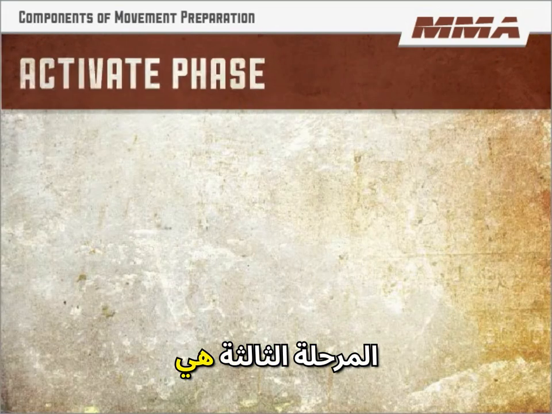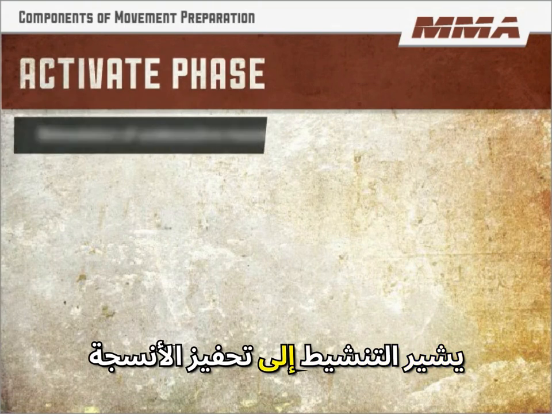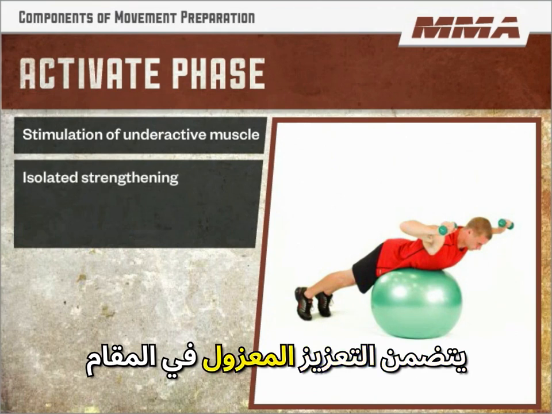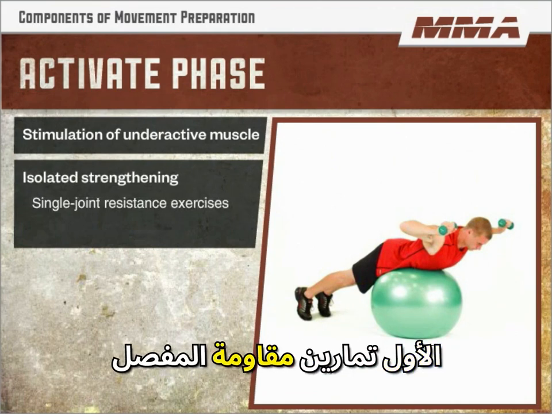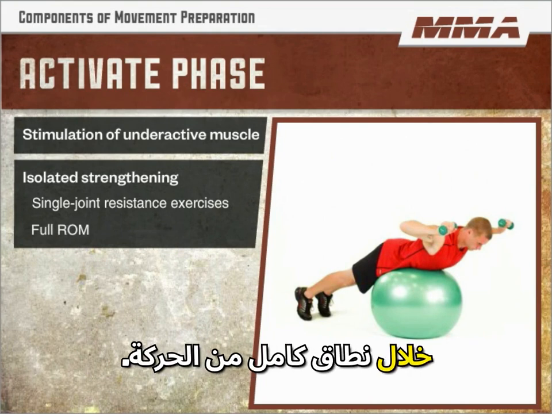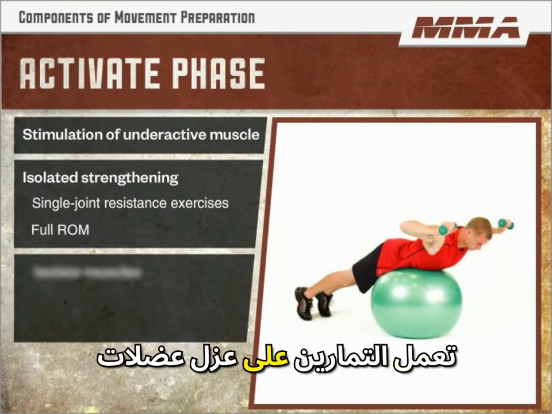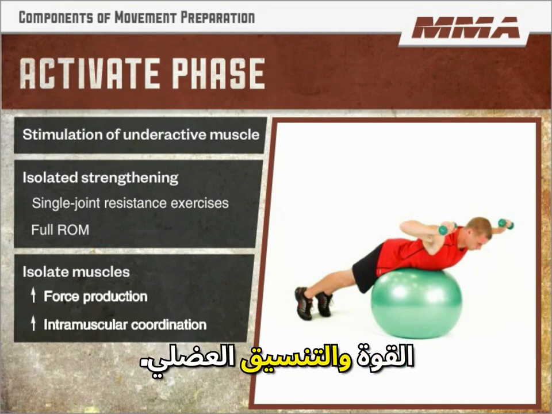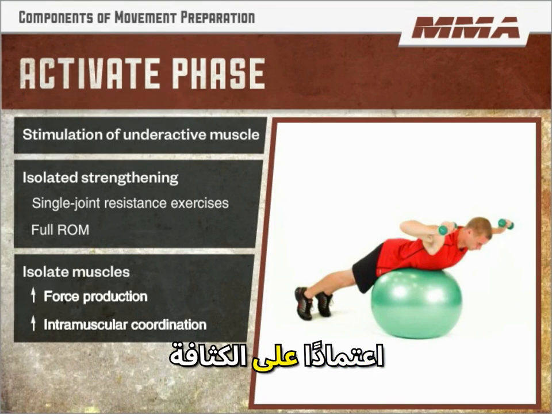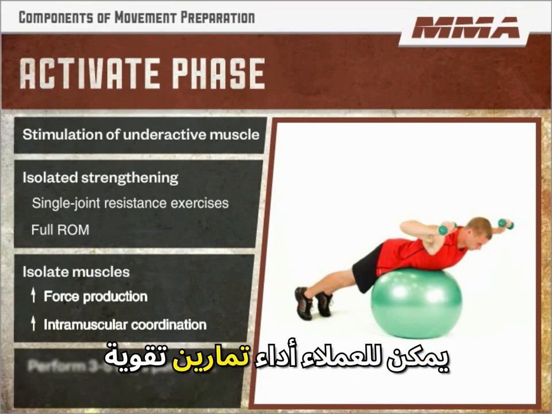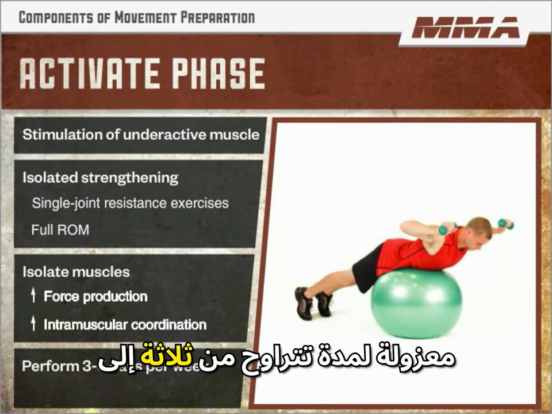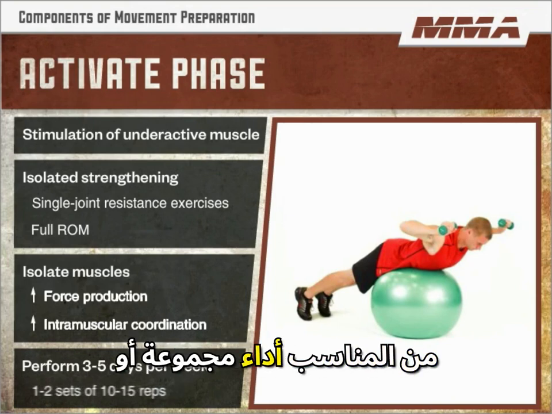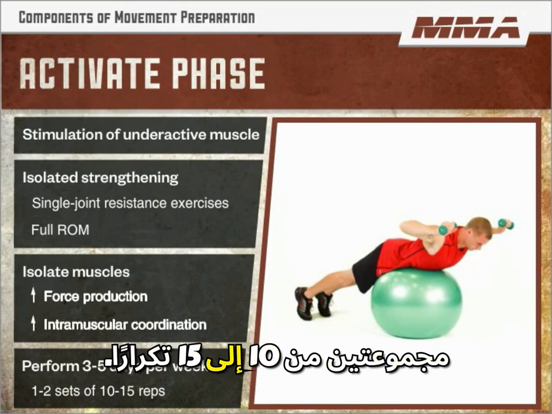The third phase is the activate phase. Activation refers to the stimulation of underactive myofascial tissue. Isolated strengthening includes primarily single joint resistance exercises performed through a full range of motion. The exercises isolate particular muscles to increase force production capabilities and intramuscular coordination. Depending on intensity and volume used, clients can perform isolated strengthening 3 to 5 days per week. Prior to an integrated exercise program, 1 to 2 sets of 10 to 15 repetitions is suitable.